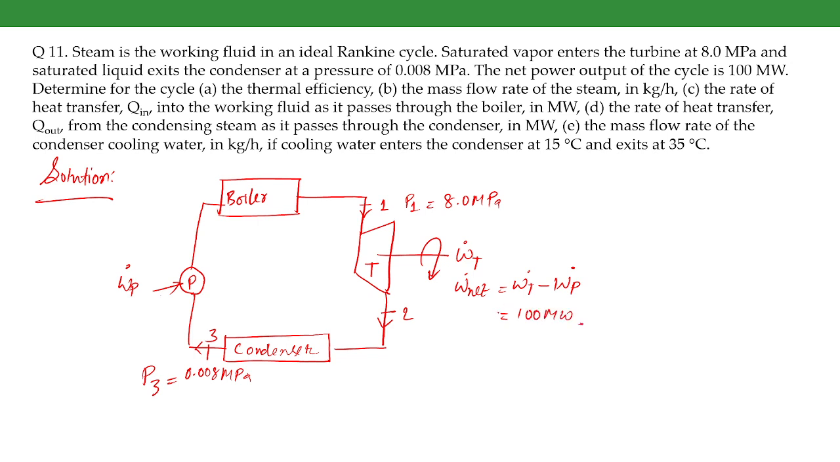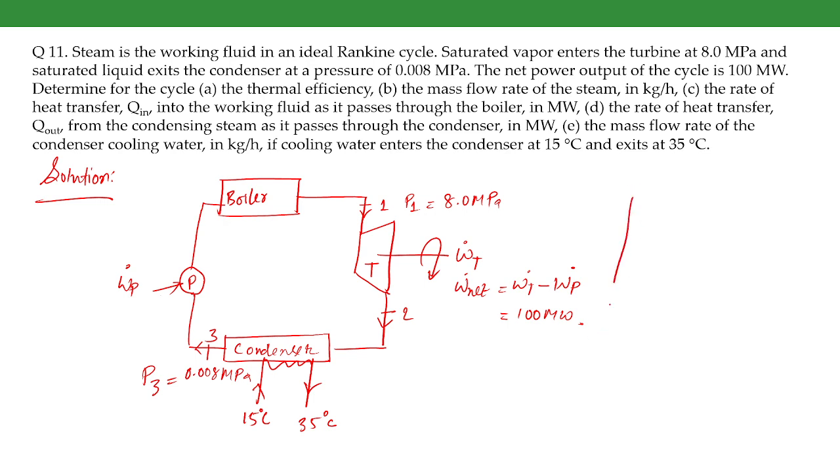We have to determine the following: the thermal efficiency, the mass flow rate of the steam, the rate of heat transfer into the working fluid as it passes through the boiler, the rate of heat transfer from the condensing steam as it passes through the condenser, and the mass flow rate of the condenser cooling water. So how does it reject the heat? It rejects heat to cooling water which enters at 15 degrees Celsius and leaves at 35 degrees Celsius, and the mass flow rate of this cooling water is also to be determined.